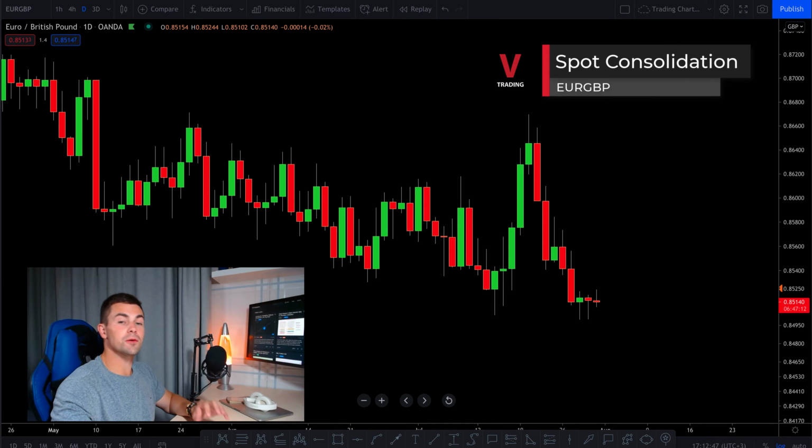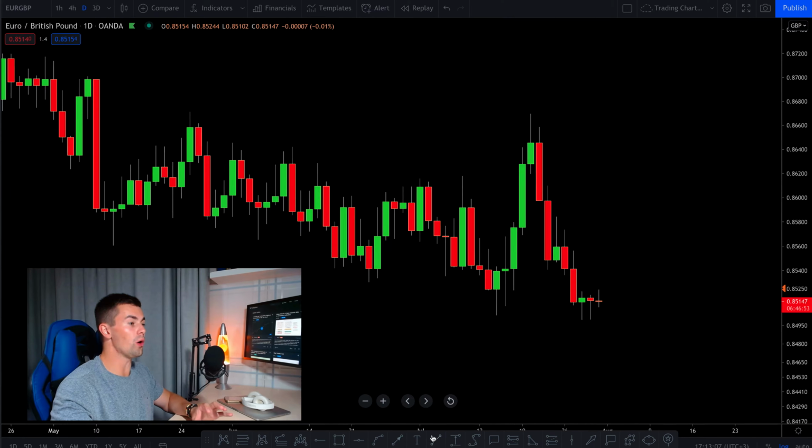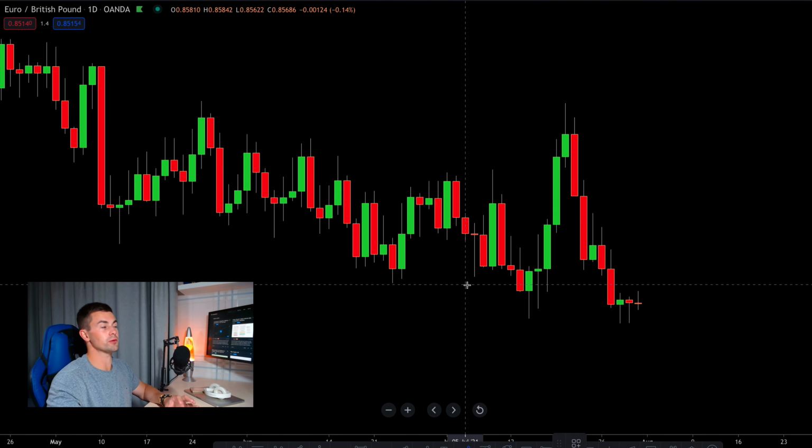Alright traders, let's start with the basics right here. In order to trade consolidation, we need to properly spot the consolidation, right? We need to have the objective rules for the identification of the consolidation. And here on Euro Pound, I believe right now we have just a perfect example of the market trading in a consolidation. But why? You can see that the market here is bearish, it is falling.